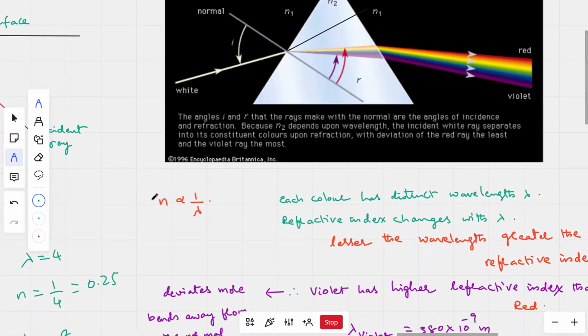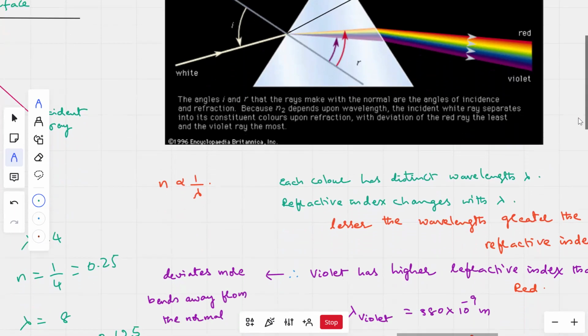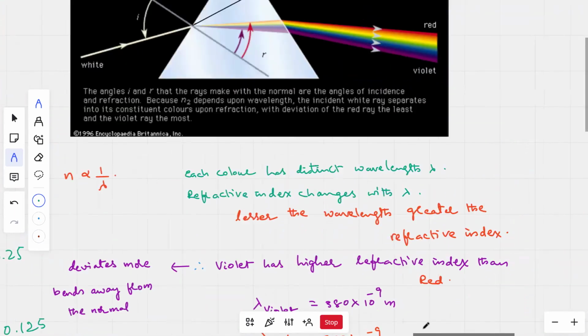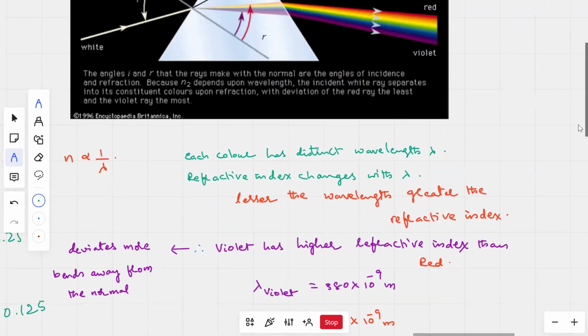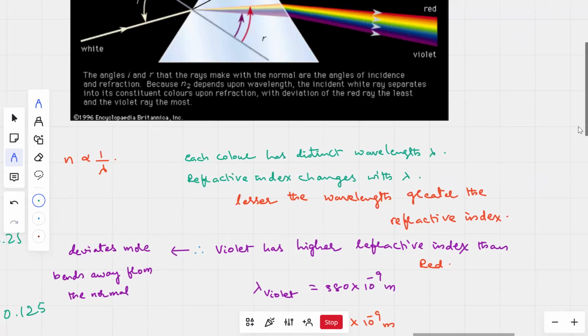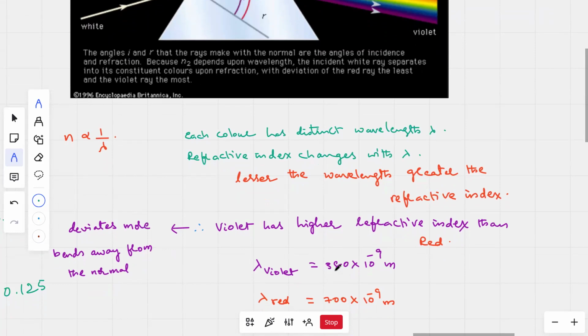The refractive index is proportional to 1 by wavelength, or refractive index is inversely proportional to the wavelength. N is inversely proportional to wavelength. N is the refractive index and lambda is the wavelength. Okay, that means lesser the wavelength, greater the refractive index. Am I right? If lambda is less, N is more. If lambda is more, N is less. So if you take the lambda of two different colors, that means violet and red, two extreme colors, the wavelength of violet is 380 nanometers, whereas the wavelength of red is 700 nanometers.